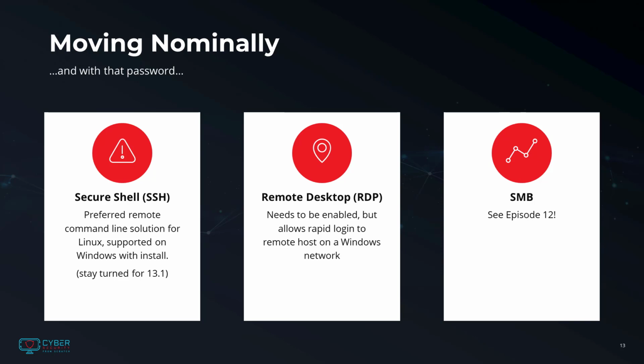Remote Desktop needs to be enabled, and by default on Windows it isn't, but should it be enabled, it's a very simple way for an attacker to pivot throughout a network. And then finally, Server Message Block, or SMB, provides a great way for attackers, particularly once they've compromised administrative credentials, to pivot through a network. For more information on that one, check out our previous episode, episode 12.